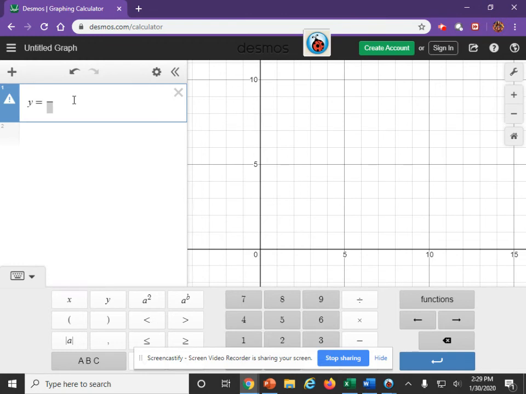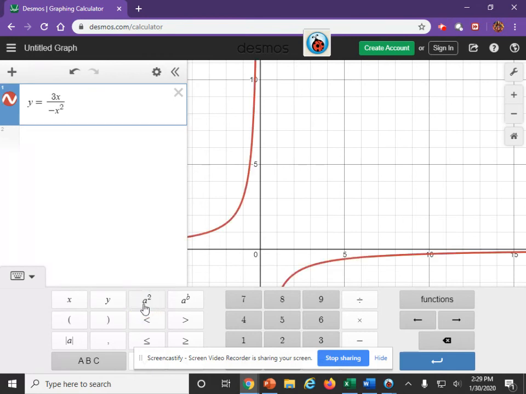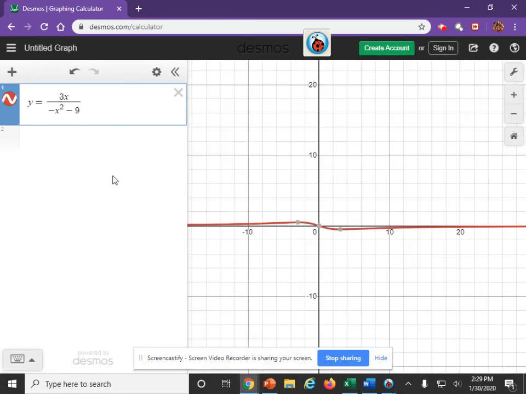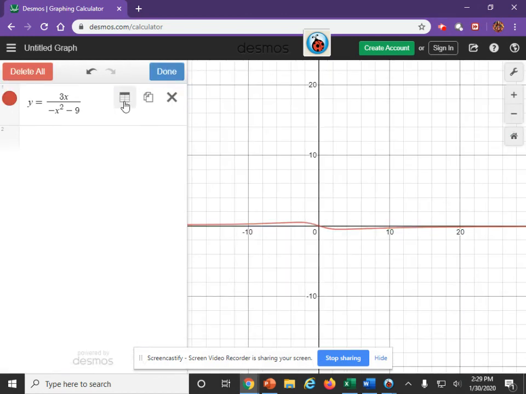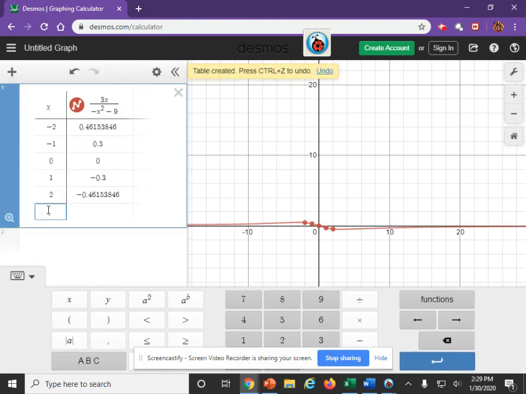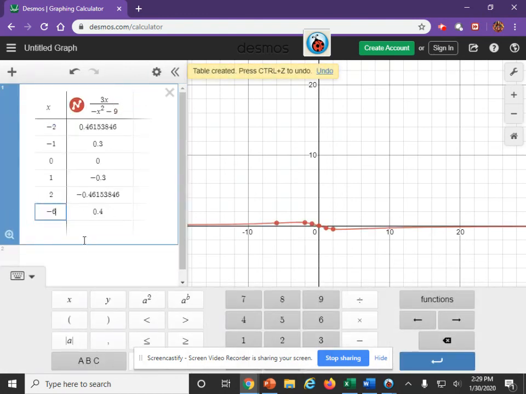And on the top is going to be 3x. On the bottom, it's going to be negative x squared, and then minus 9. All right, so I got this cool looking function here. That's awesome. I want to know what happens when x is negative 6. So negative 6. And I get 0.4. Nothing wrong with that. So f of negative 6 equals 0.4.